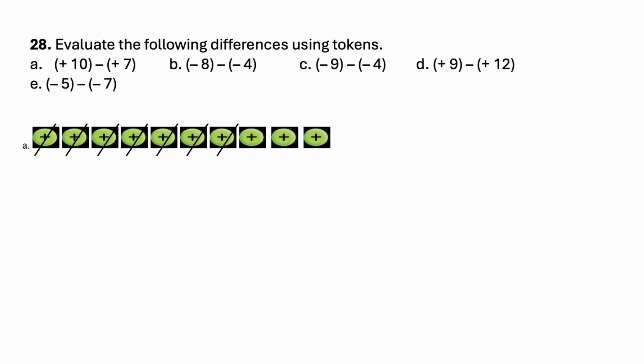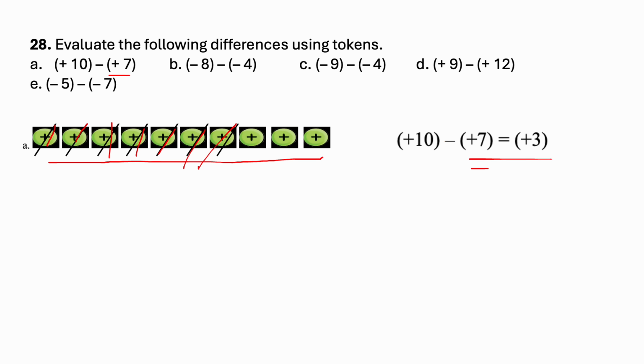So, you can use positive tokens here. You have plus 10 tokens. See, 1, 2, 3, 4, 5, 6, 7, 8, 9, 10. First, you draw 10 tokens. Then, you have to subtract 7 tokens from it. Like this. 1, 2, 3, 4, 5, 6, 7. So, remaining 3 tokens. So, plus 10 minus plus 7 is plus 3.